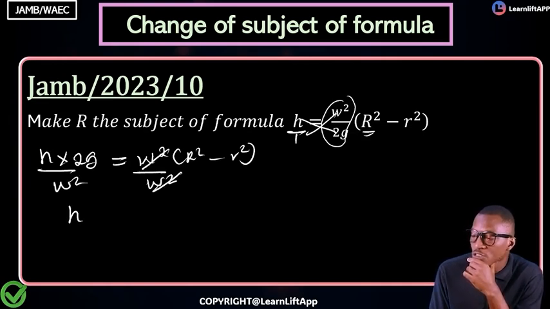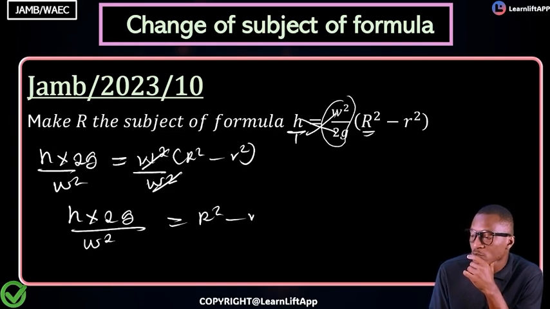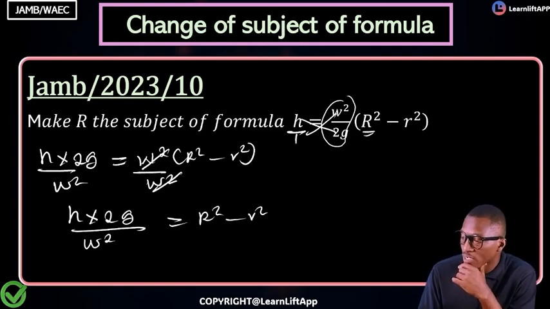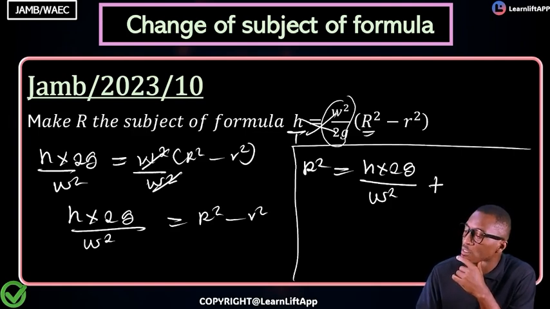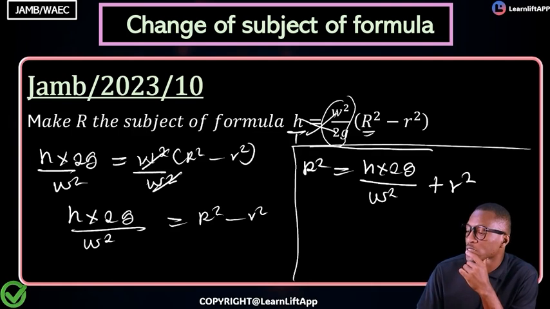So we're going to have h times 2g all over w squared is equal to R squared minus r squared. We want to make this stand alone, that's why it's the subject of the formula. So we're going to move this. So R squared will now be equal to h times 2g all over w squared. If this is minus, when it crosses, it becomes plus r squared. So this becomes the answer.